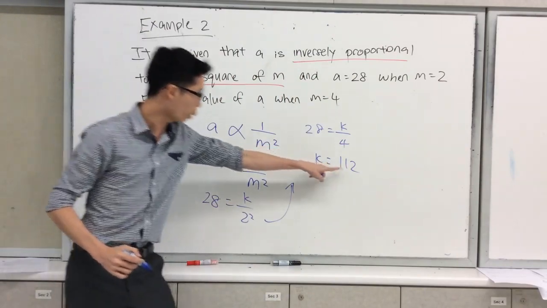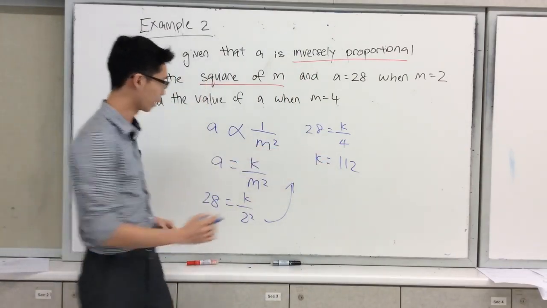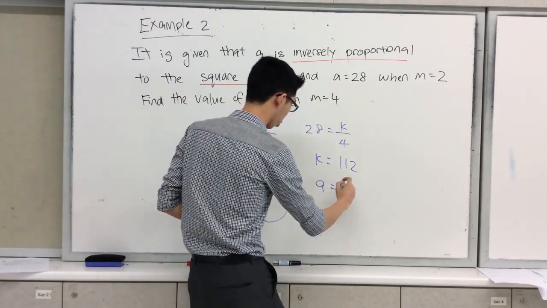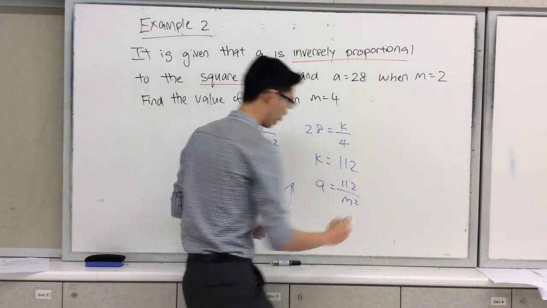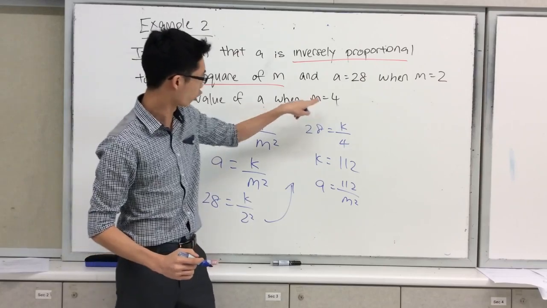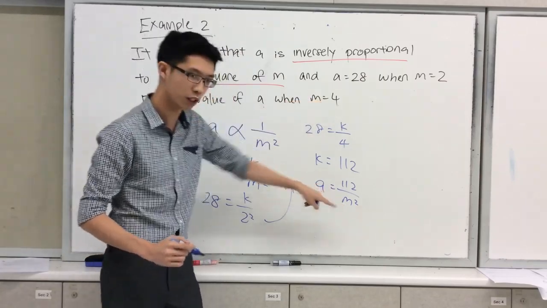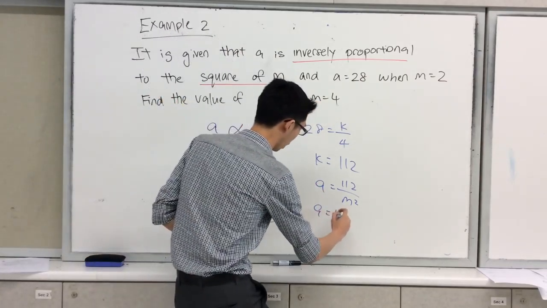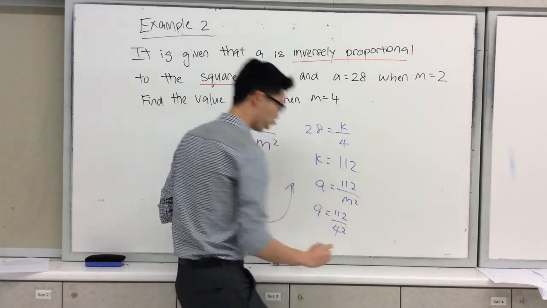So right now, we sub 112 as the constant k back into this equation, and we will have A equals 112 over m squared. Am I right? Yes, I'm right. So right now, we must find the value of A when m equals 4. So we sub m equals 4 back into this equation. We have A equals 112 over 4 squared, which is 16.